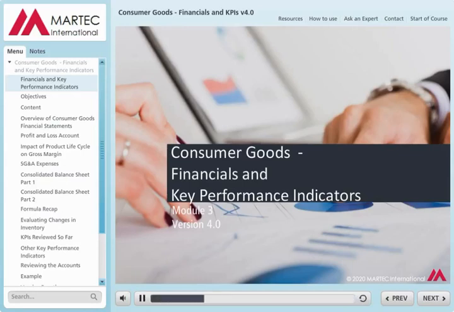Welcome to Module 3 of our Consumer Goods Suite. In this module, we will look at financials and key performance indicators.